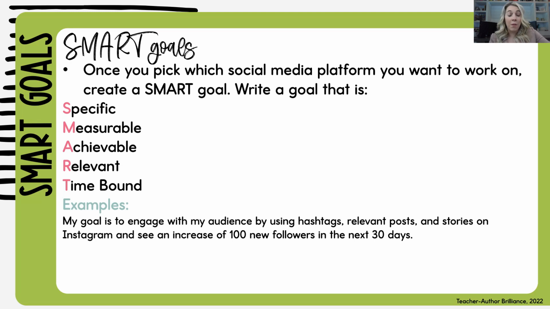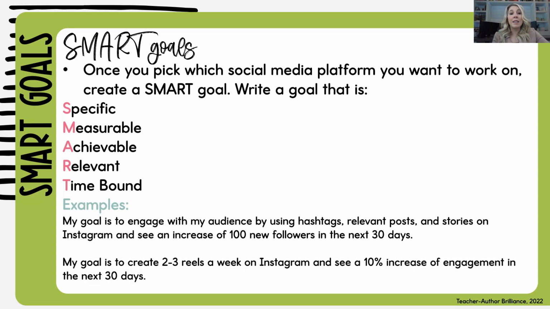That goal is specific. I am saying what I want to do and where I want to do it. It's measurable, 100 new followers. It's achievable. I'm not saying 5,000 followers in 30 days, I'm saying 100. It's relevant because my business needs to be on social media and I want my brand to be seen. It's also time-bound because I'm saying this will happen within the next 30 days.